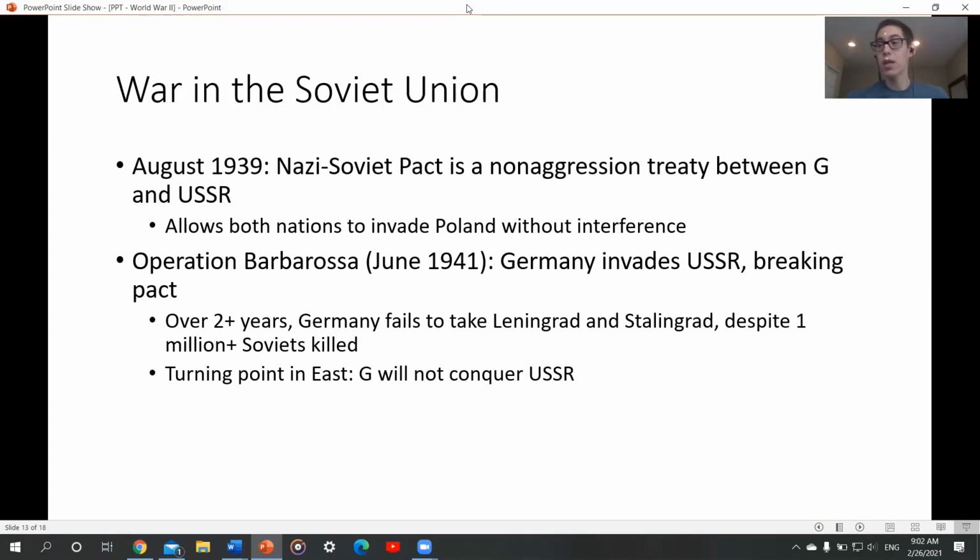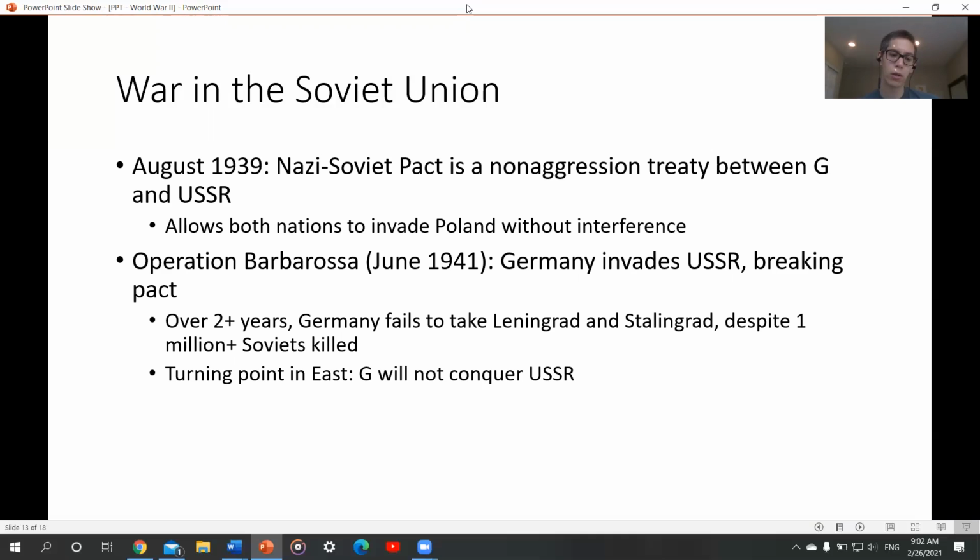And for the next 2 years, again, Germany fails to conquer their target. They failed to take Leningrad and Stalingrad, these two major industrial cities in Russia, despite the fact that over 1 million Soviets were killed. Many of them were civilians. The citizens of Leningrad and Stalingrad just bunkered down. They would eat rats, or they would melt snow water to drink. They would peel the wallpaper off the wall. They would boil it because the glue would have just a little bit of nutrients in it.